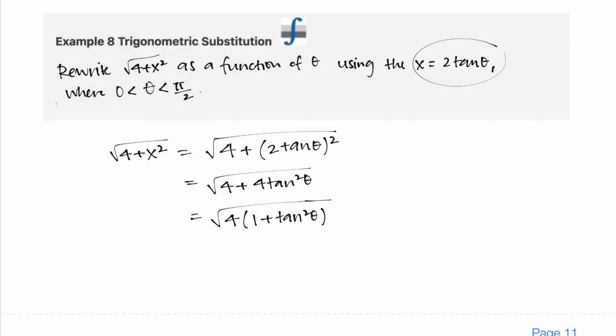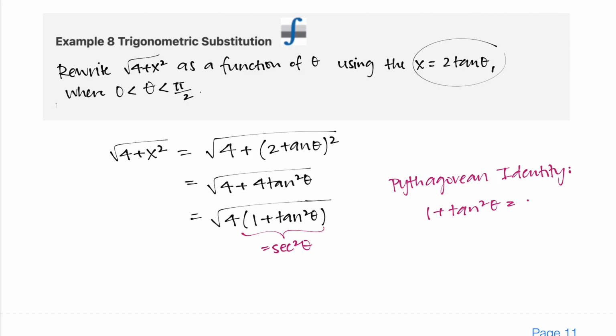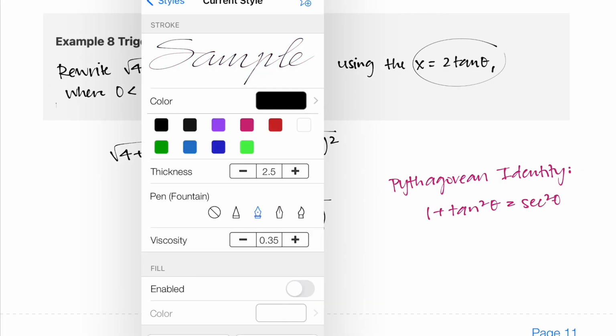Now, 1 plus tangent squared theta is one of those Pythagorean identities, the one that we don't see as often, but this is equal to secant squared theta. This is another Pythagorean identity. We can write that down on the side here, where 1 plus tangent squared theta is exactly equal to secant squared theta. So we're using this to rewrite our expression.